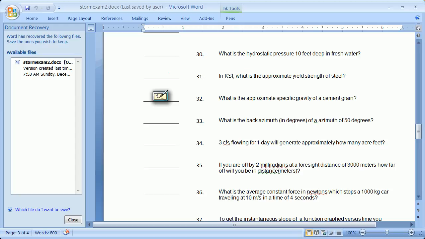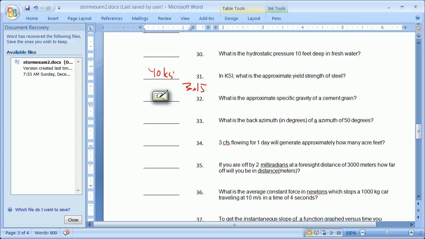So the strength of steel is 40 KSI. Specific gravity of cement grain, 3.15. Remember, going down from 13.6 for mercury, 7.85 for steel, 3.15 for cement grain. Granite at 2.67, water at 1, air at 0.00129. It is worth learning those things in an order and being able to pull them back up.